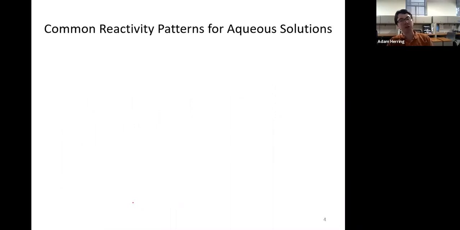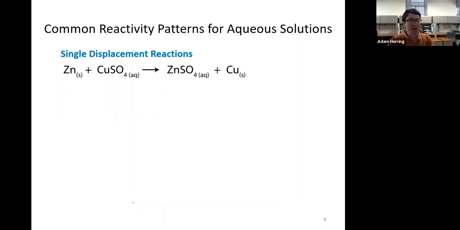For aqueous solutions, or in other words, solutions where the solvent is water, there are a couple other types of chemical reactions that we see. We have single displacement reactions. For example, you could take zinc metal, it reacts with an aqueous solution of copper sulfate, and that produces zinc sulfate and copper solid. We see this is also classified as a redox reaction, and we'll learn more about redox reactions in a future video.